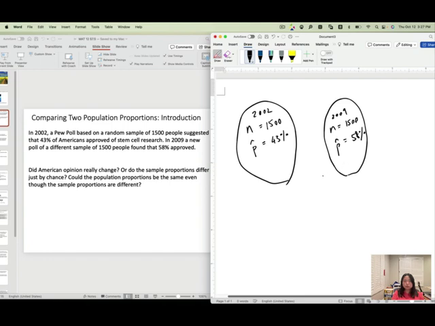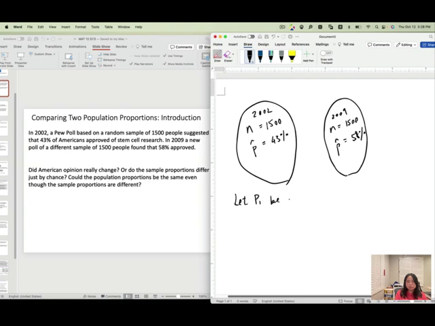So did American opinion really change, or do the sample proportions differ just by chance? Could the population proportion be the same even though the sample proportions are different? So you can see we are comparing two different populations. One is in 2002, one is in 2009.